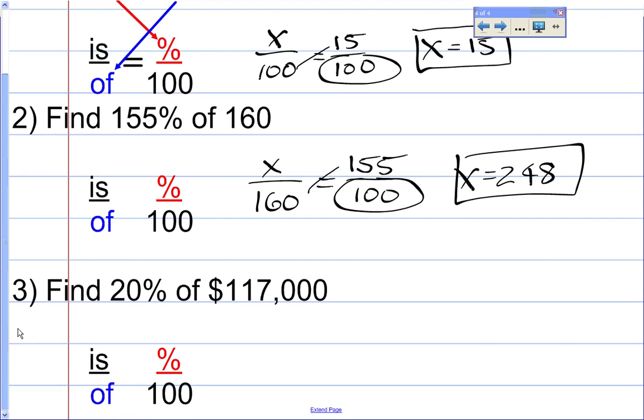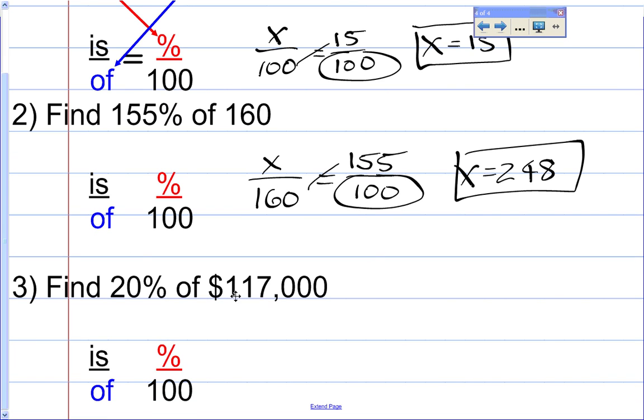Hopefully you're getting all these right. So now the last one, we go back to that example I had of the house. So if you wanted to buy a house that was $117,000, the bank needs you to put 20% down or come up with 20% of that cash before they'll loan you the rest. How much cash do you have to have? So the is what we're trying to find. Our of is $117,000.